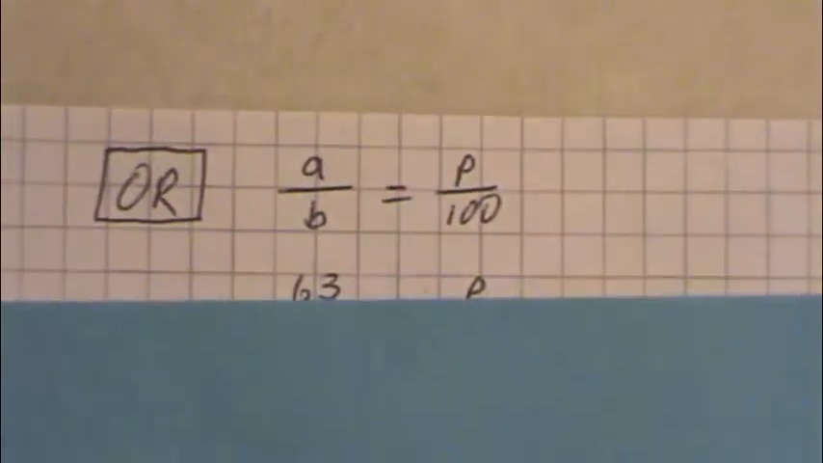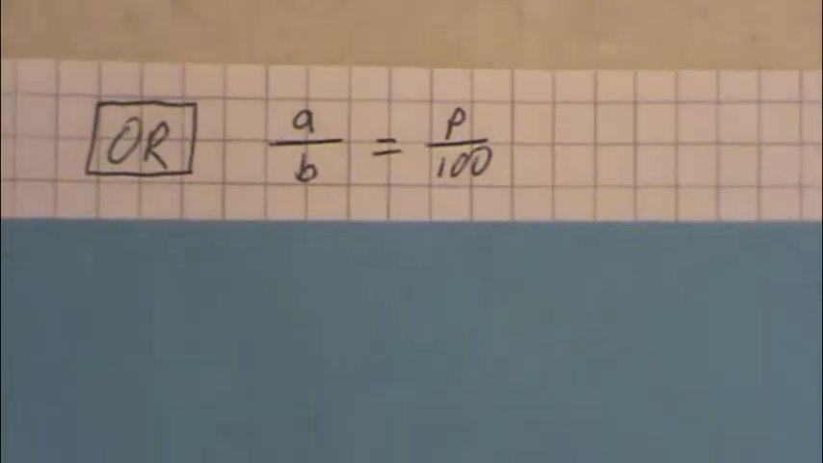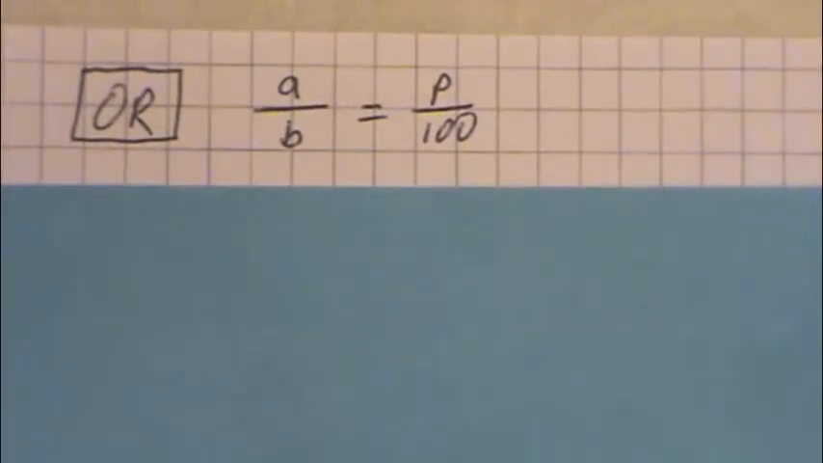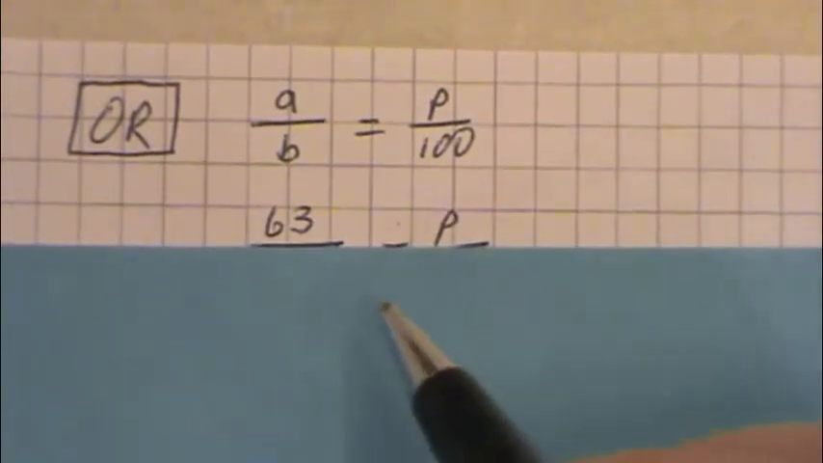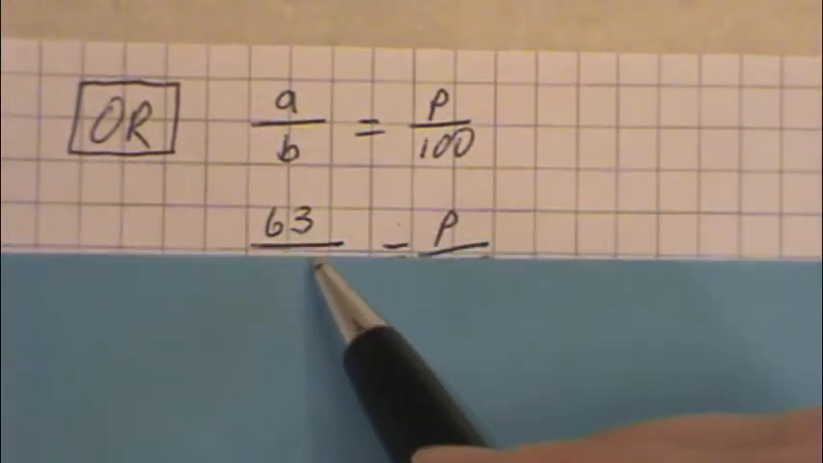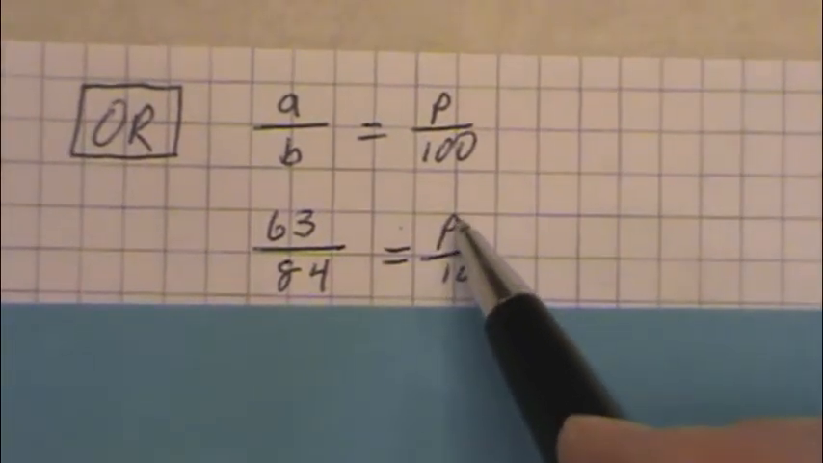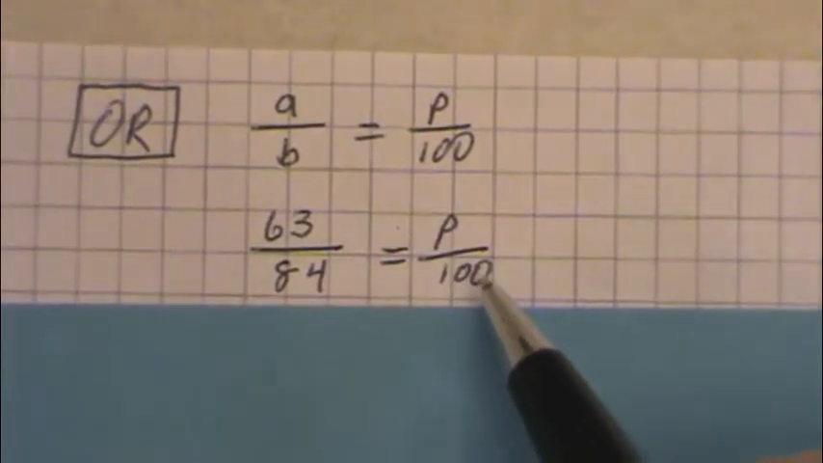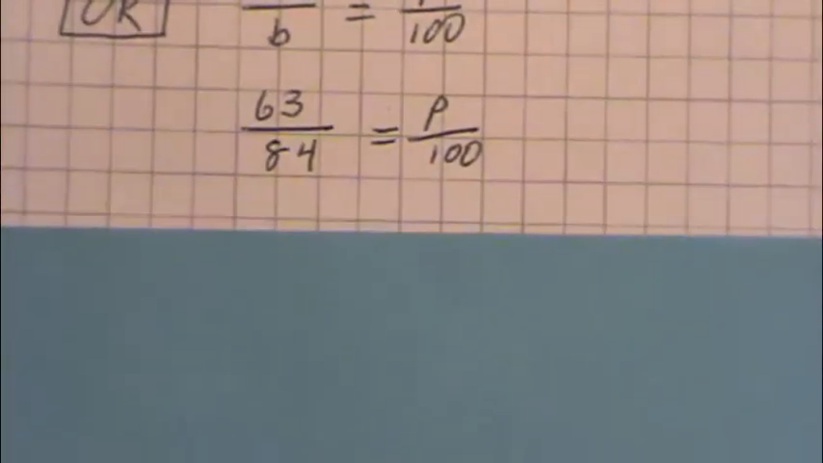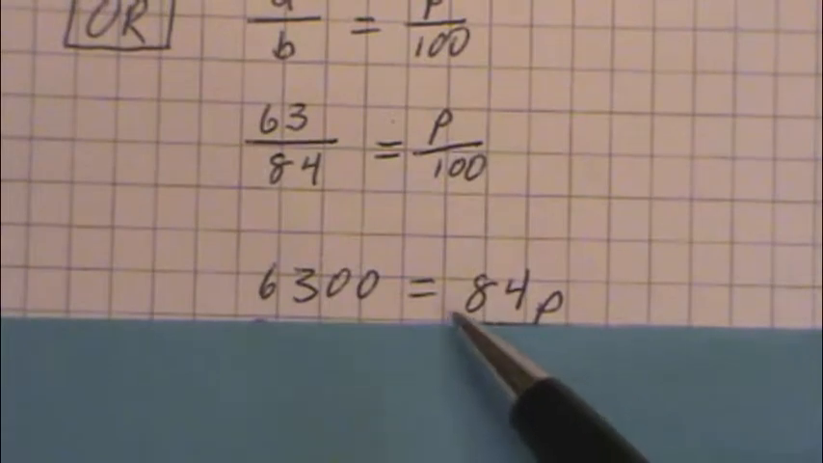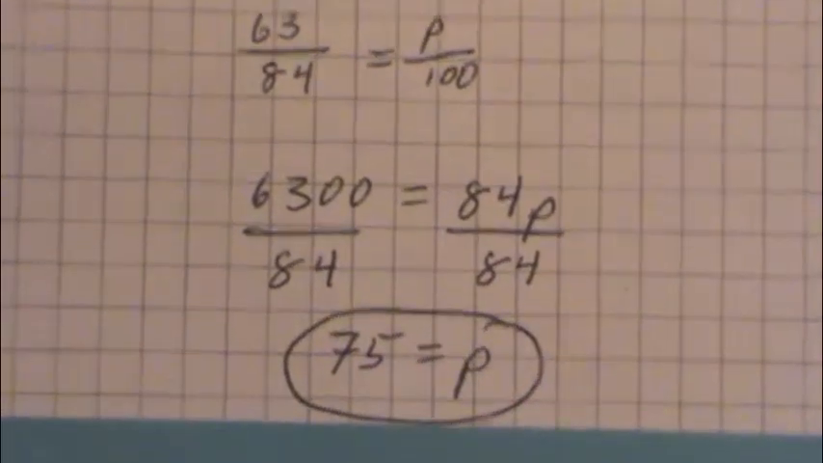Now, let's go ahead and do this starting with the percent proportion. Same problem. What percent of 84 is 63? So we've got the smaller part here, the whole part here, the variable p here, and 100 here. We're going to cross multiply. 6,300 equals 84p. Divide each side by 84, and we're back where we were.